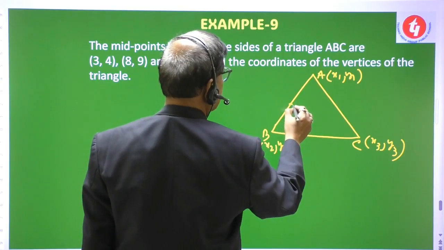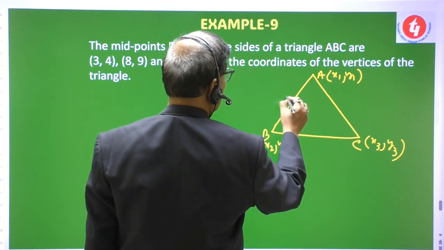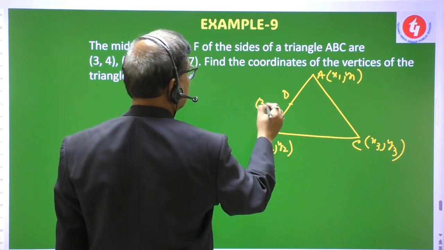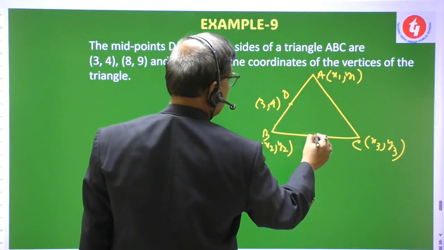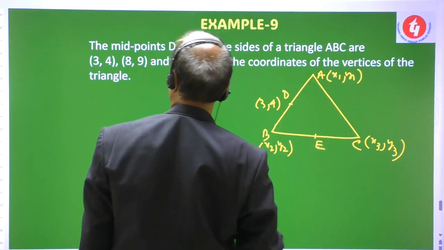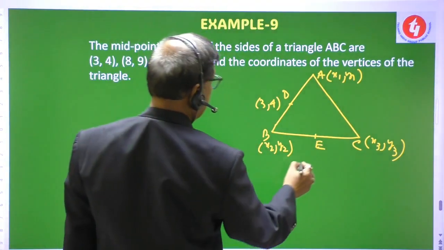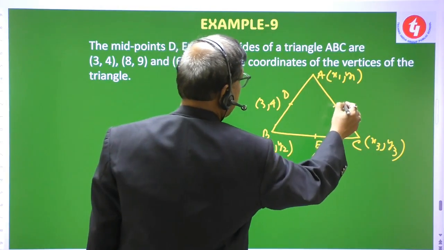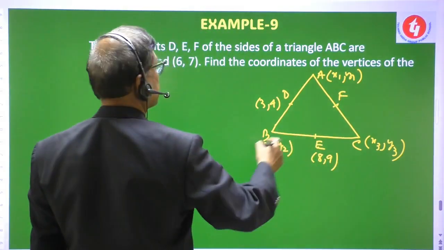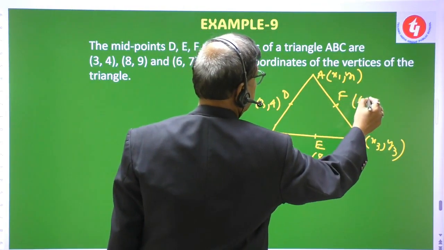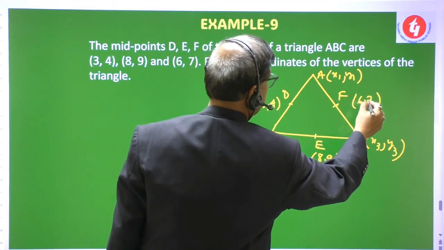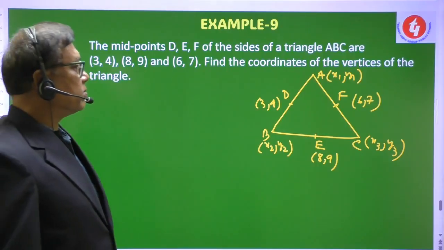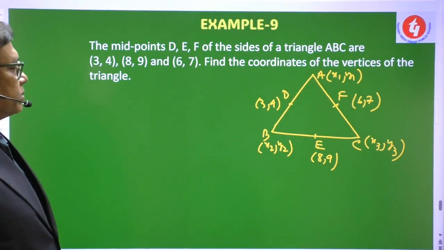Midpoint of AB, say D, and its coordinate 3 comma 4, coordinates of E 8 comma 9, and coordinates of F 6 comma 7. Is it clear? So we have to find the vertices of the triangle ABC. Clear?